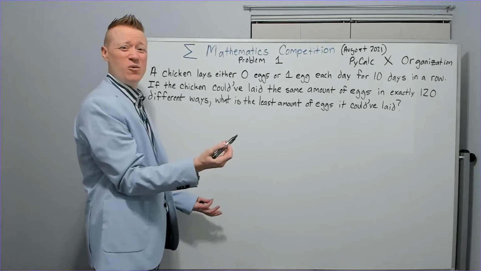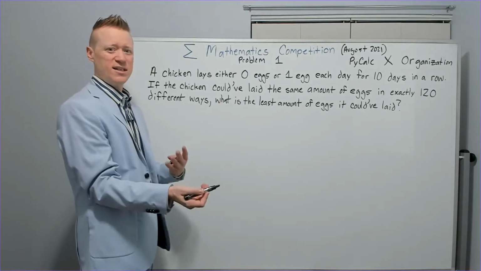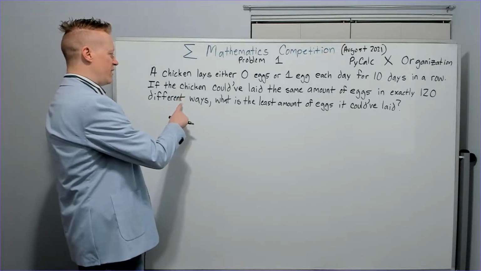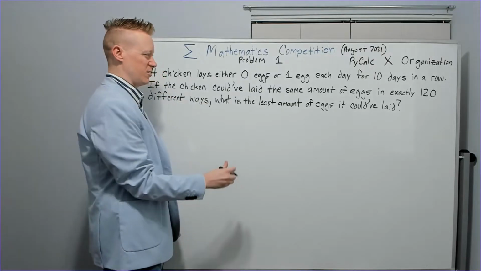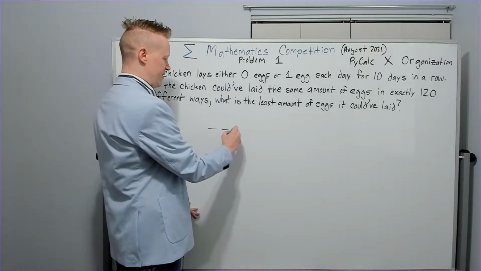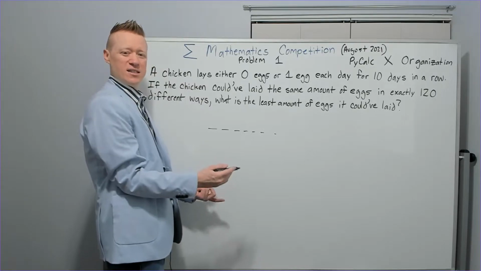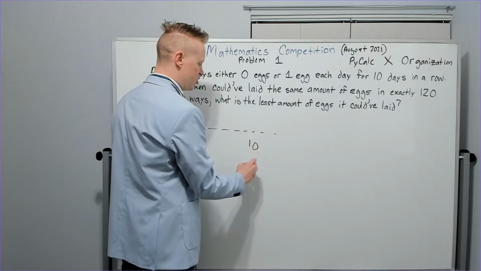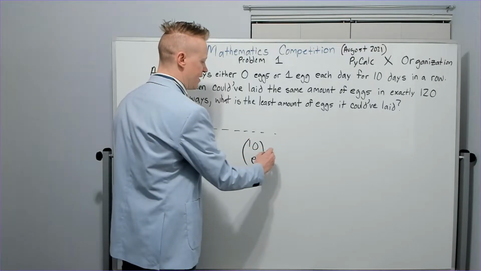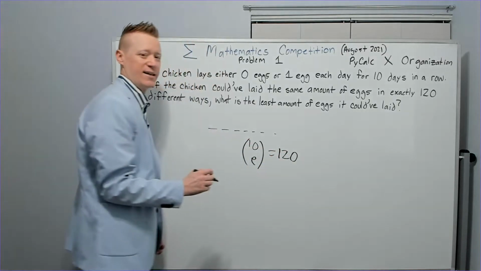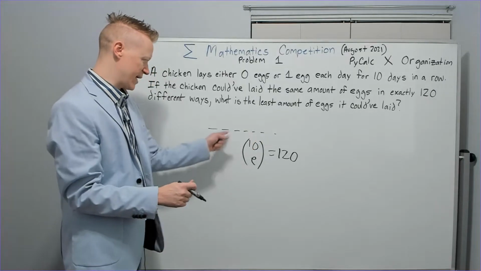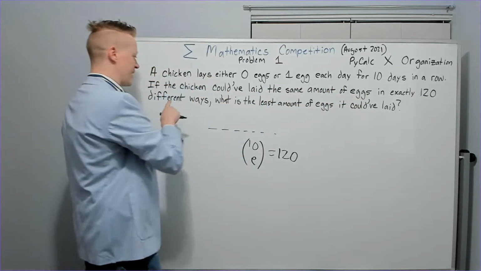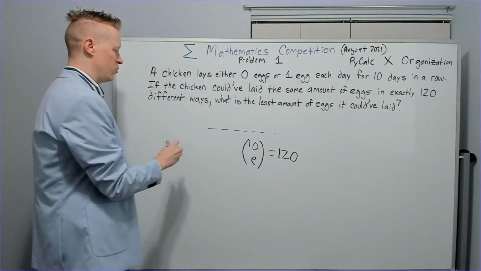It's basically a sequence of zeros and ones, and there are no other options. So we want to know the least amount of eggs it could have laid, and there's basically 10 spaces, right? And in those 10 spaces is either a 0 or a 1. So you're looking for 10 choose the number of eggs laid to be equal to 120, right? Because you're going to choose where those eggs go in which slots. That's what it means by the same amount of eggs in exactly 120 different ways.